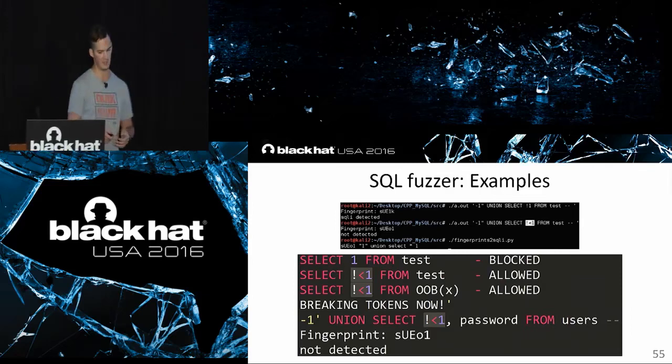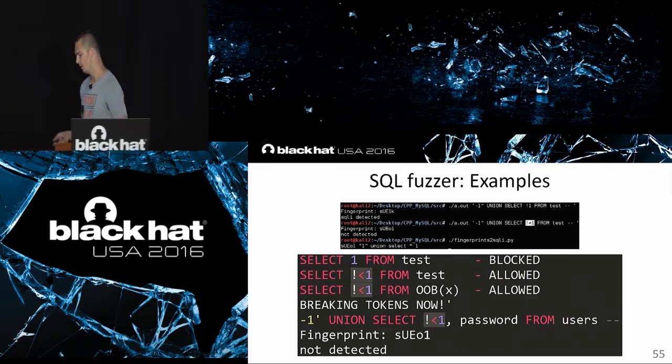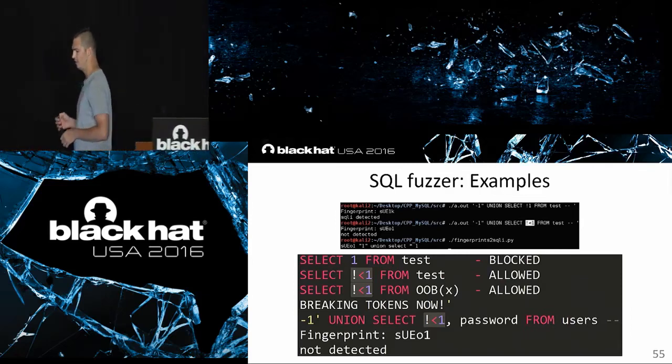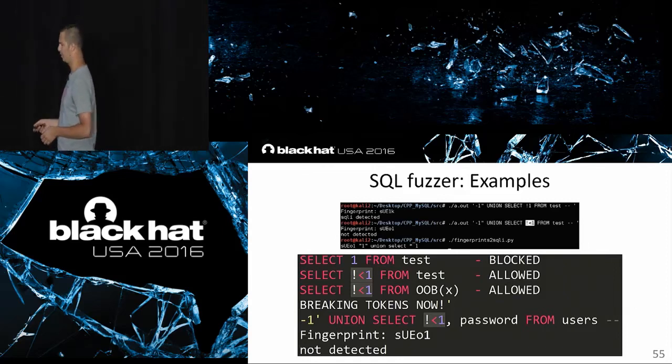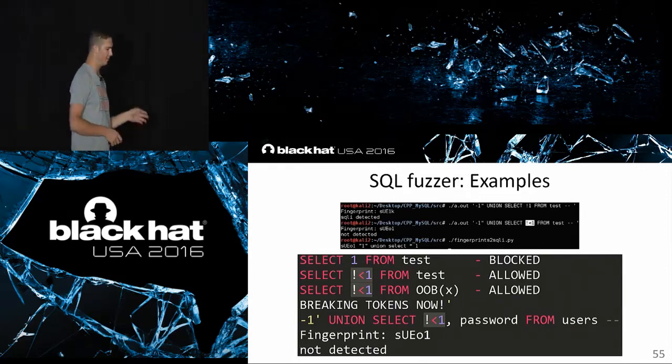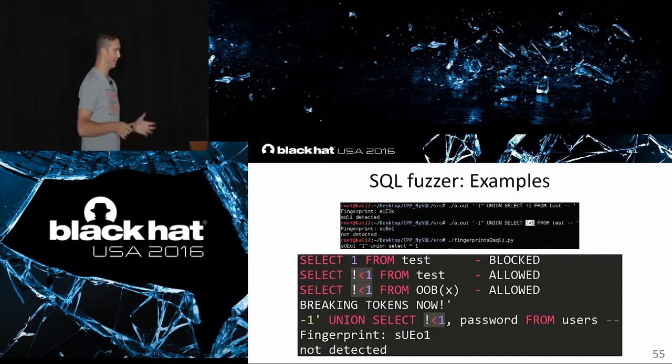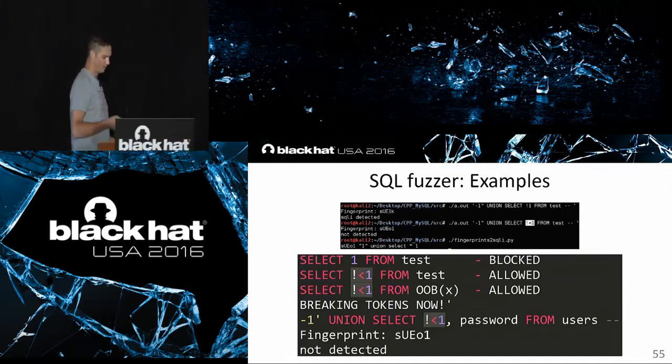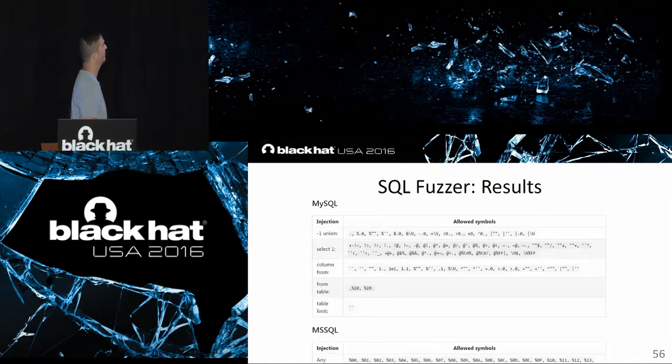For example, you can use an out-of-band load file function or anything you like. You also can use a simple union-based SQL injection if you have the token breaker here: union select, token breaker. After that, password, credit card number, CVV from users, database, union, select, everything after that is going to be undetected here.